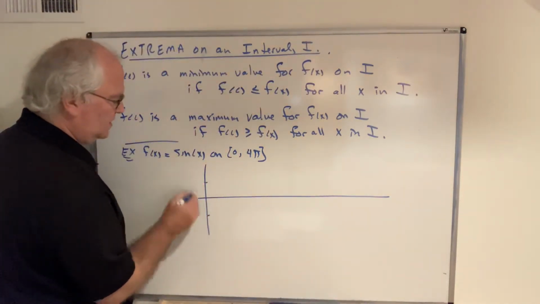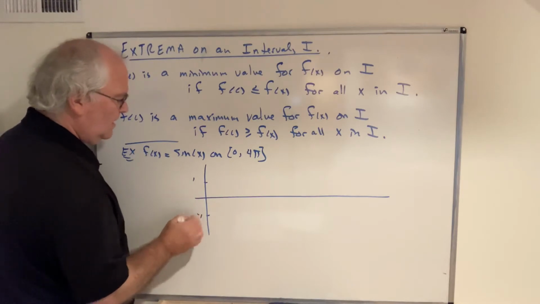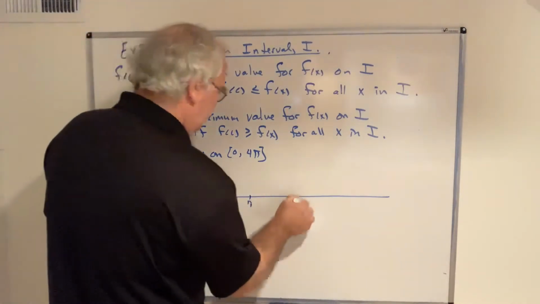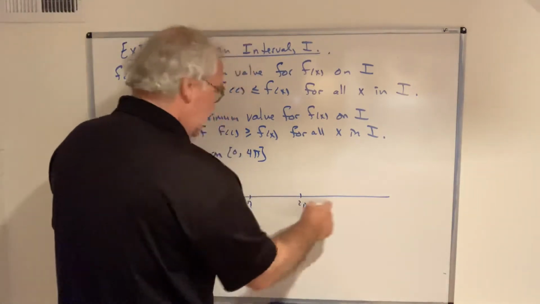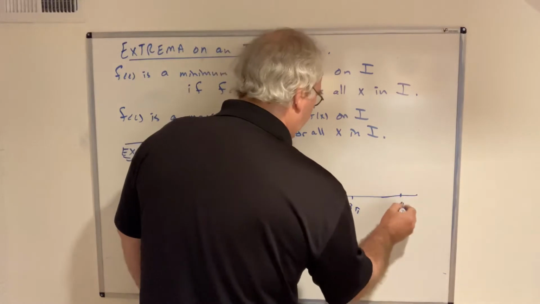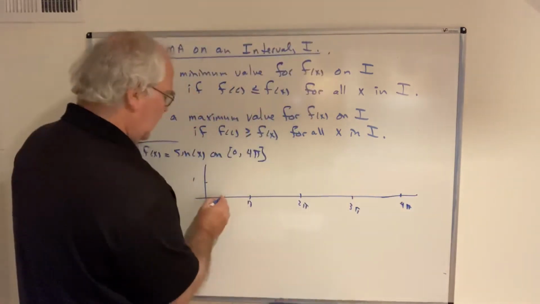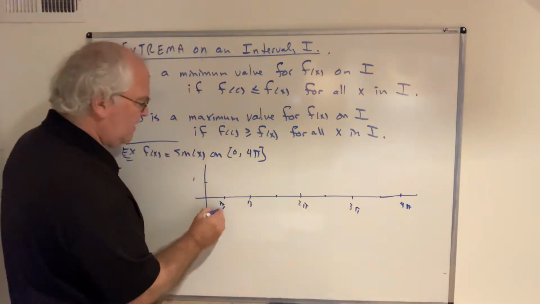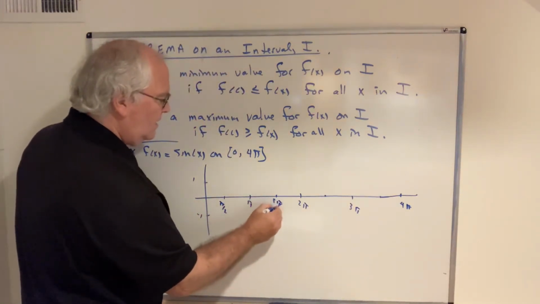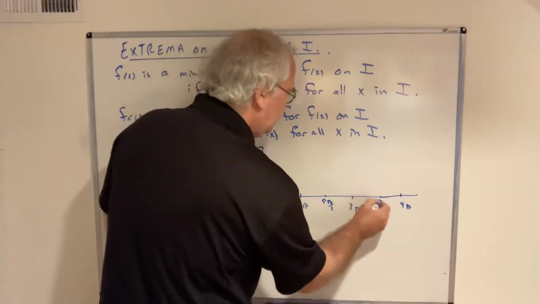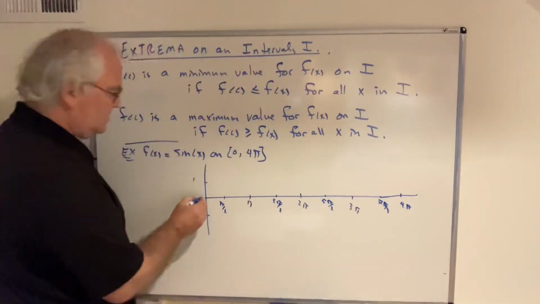Here's 1, here's negative 1, 1, 2, 3, so there's pi. That means there's 2 pi. That means that's about 3 pi, which means that's about 4 pi. And I'm going to just roughly sketch in this graph. This is pi over 2, 3 pi over 2. This is 5 pi over 2, 7 pi over 2.